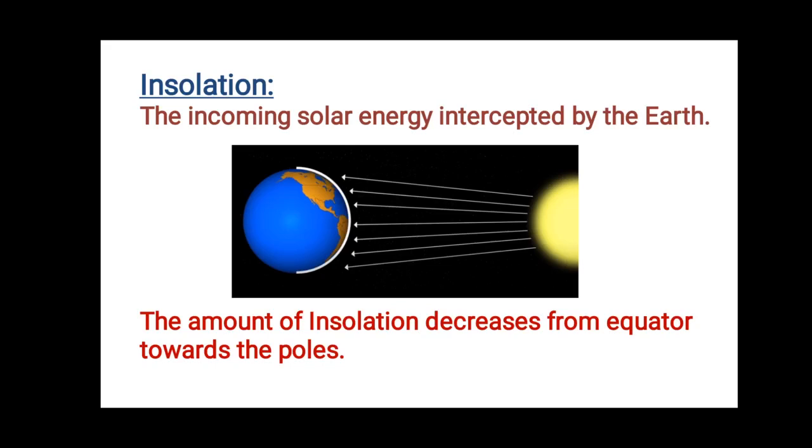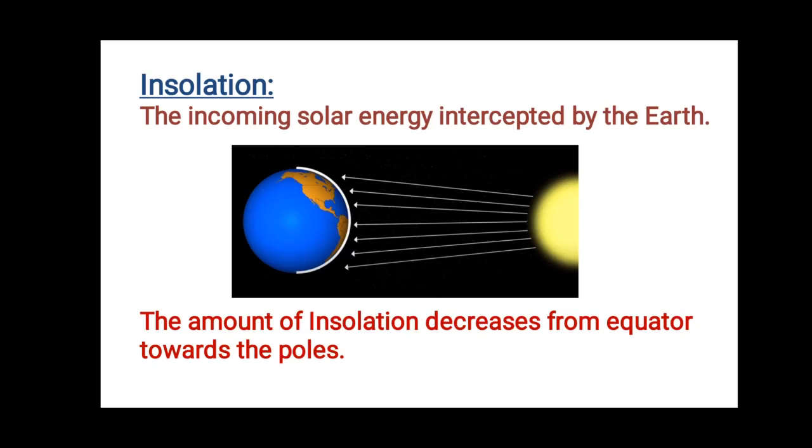Another important factor that influences the distribution of temperature is insolation. Do you know the meaning of insolation, children? In the textbook it is given as the incoming solar energy intercepted by the earth. It means the amount of solar energy received by the earth. The sun radiates an amount of heat energy. That energy which we receive from the sun is called insolation. The amount of insolation decreases from the equator towards the poles.